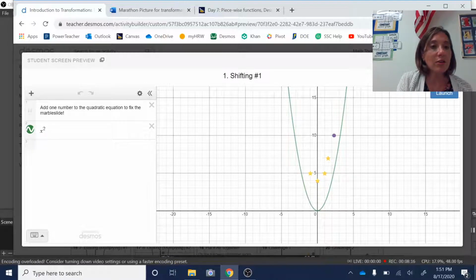So, okay, this says you're going to add one number to the quadratic equation to fix the Marbleslides. So let me pause for a second.